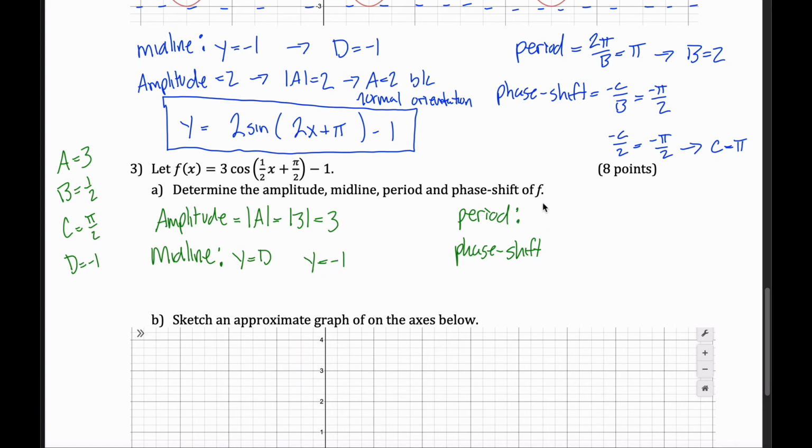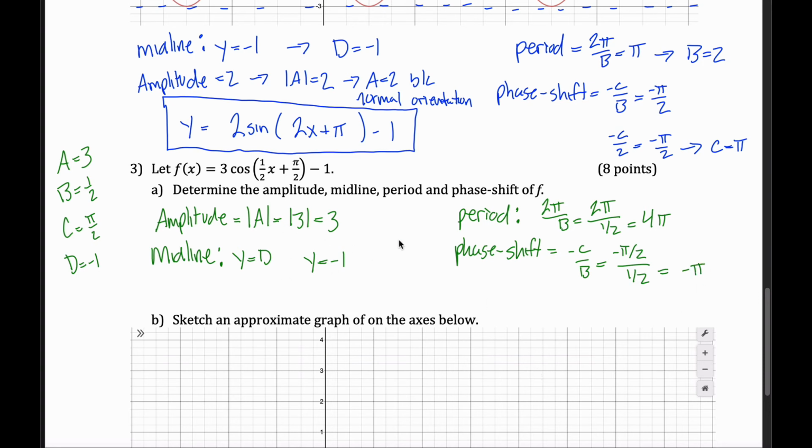The period is 2 pi over b, or 2 pi over the absolute value of b if you want to be really picky. But since b in our class will always be positive, you don't have to worry about these absolute value symbols. I get 2 pi divided by 1/2, which is equal to 4 pi, if I divide by multiplying by the reciprocal of the denominator. And then finally, the phase shift is always -c divided by b, so -pi over 2 divided by 1/2 in this case. Again, multiply by the reciprocal of the denominator, and you get -pi for my phase shift.